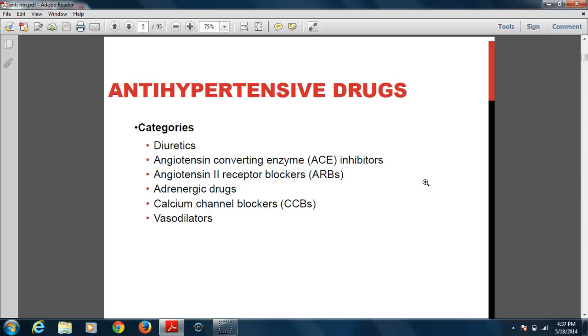Okay, so hopefully you've gotten some background on hypertension in your medical surgical class, and you've read maybe the beginning of the chapter on the hypertensive drugs. And now we're going to dive right in and talk about how we manage hypertension. There's several categories of medications. They're listed here, and I'll go over each of these categories in depth.